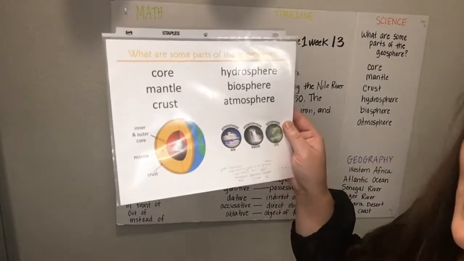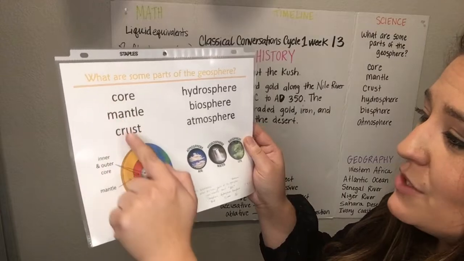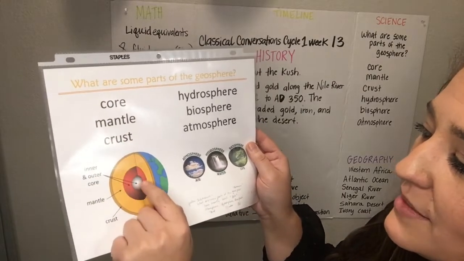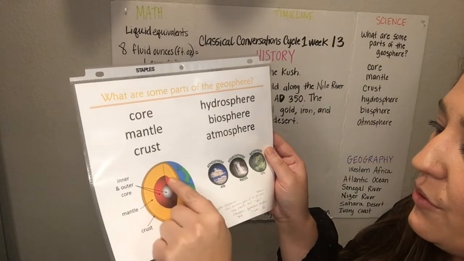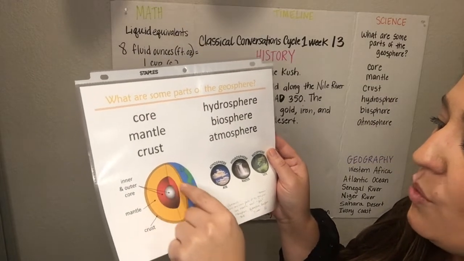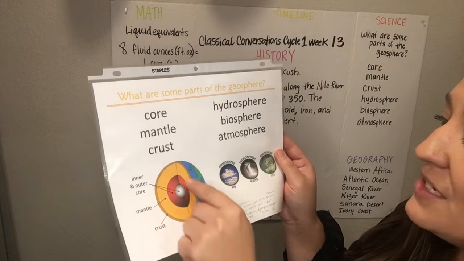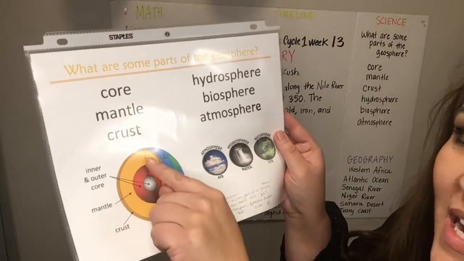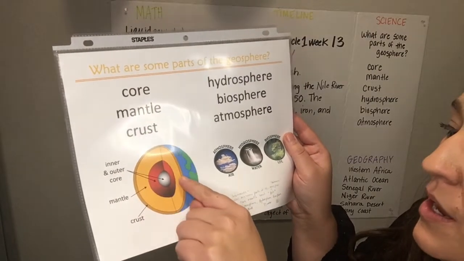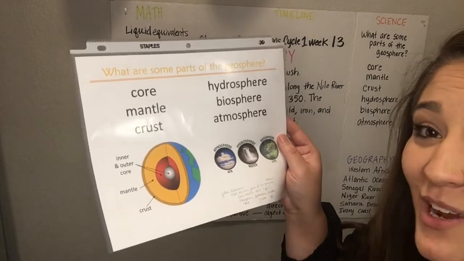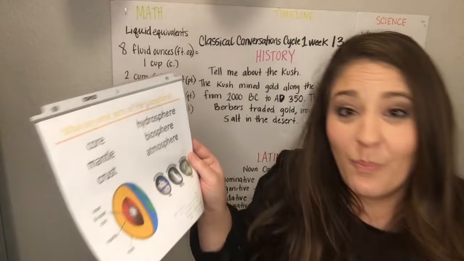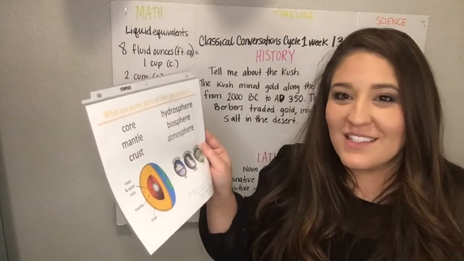Here is the geosphere. We have the core, mantle, and the crust. The core is here inside. There's actually an inner core and an outer core. And then you have the orange part, which is the mantle. And then this tiny little brown part here is the crust, like a pizza crust. So we are actually going to bite into the crust.